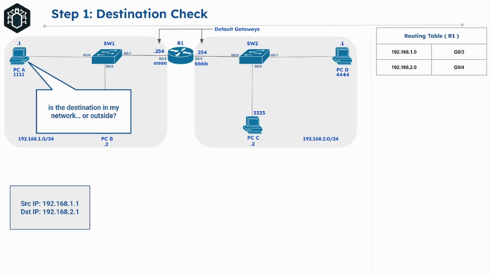Now, you might be wondering how this information is in the routing table. Well, routers always make entries of their directly connected networks in the routing table. But before the packet even reaches the router, PCA still needs one important piece of information, which is the MAC address of its default gateway, which is the router's interface connected to the network 192.168.1.0. And that's where ARP comes into play.